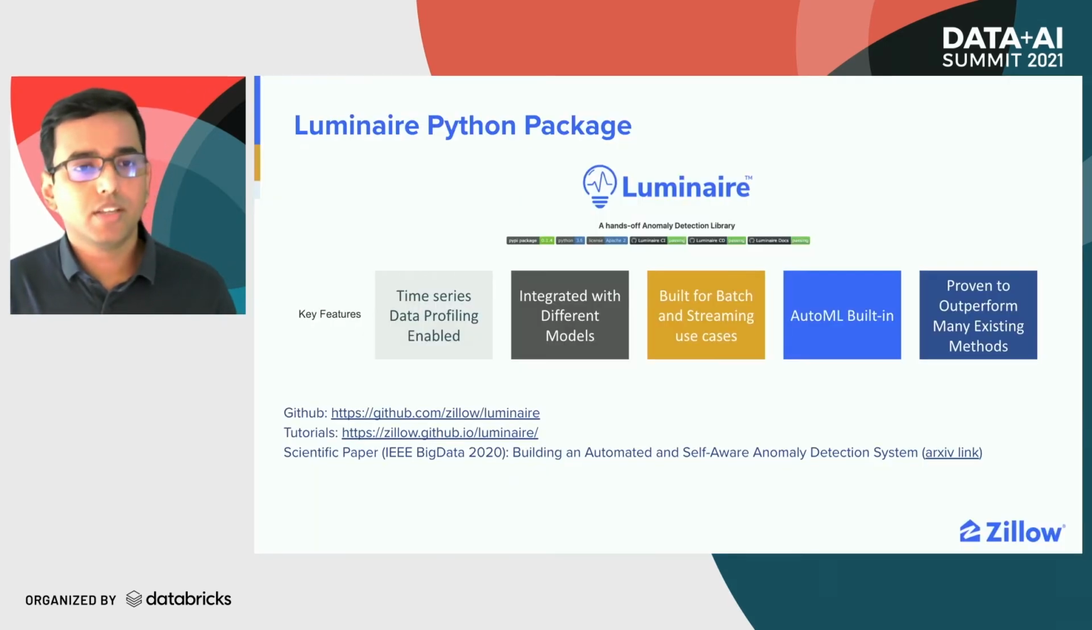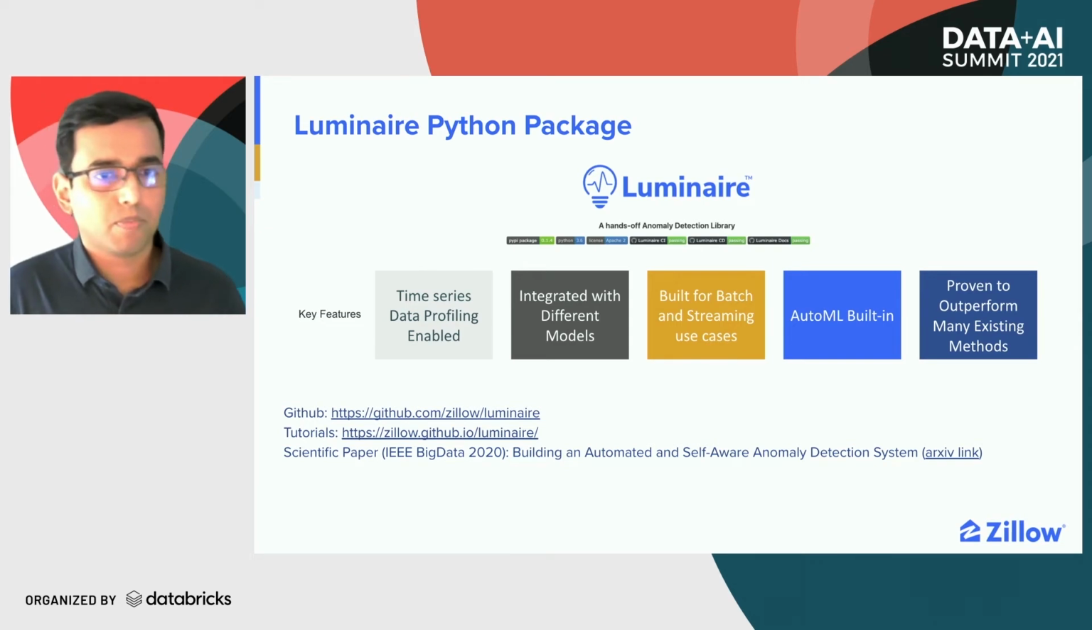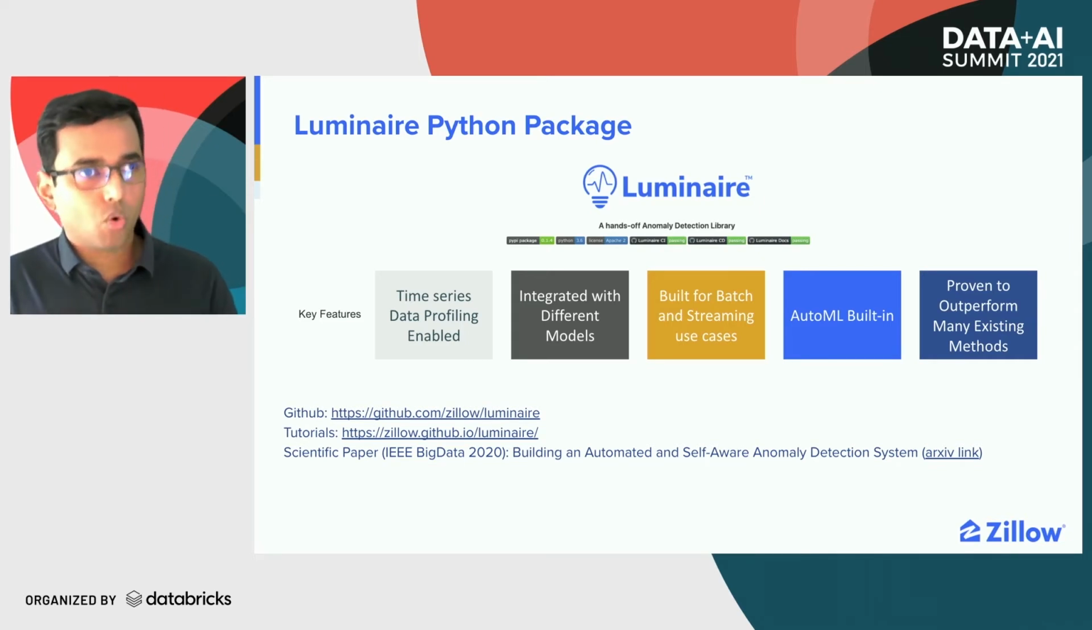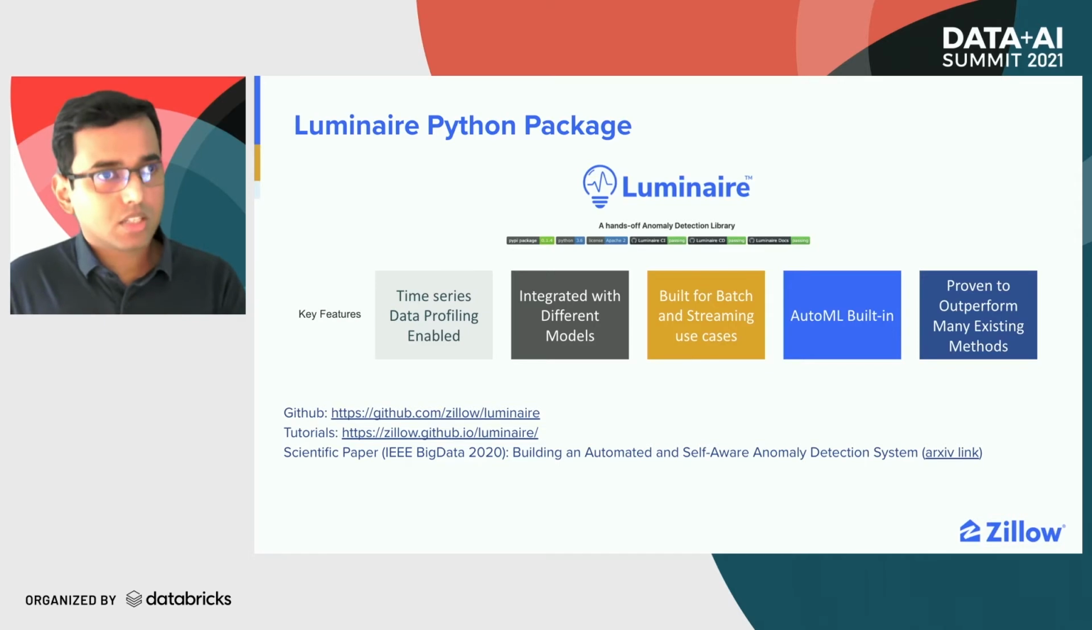Luminaire is Zillow's internal anomaly detection platform that performs automatic anomaly detection and is also self-aware. We recently open sourced the Luminaire modeling library, which we also call Luminaire, but that only contains the models. In the next few slides, I'll go over some examples of how we built our system around this modeling library to automate the data quality needs within our company.